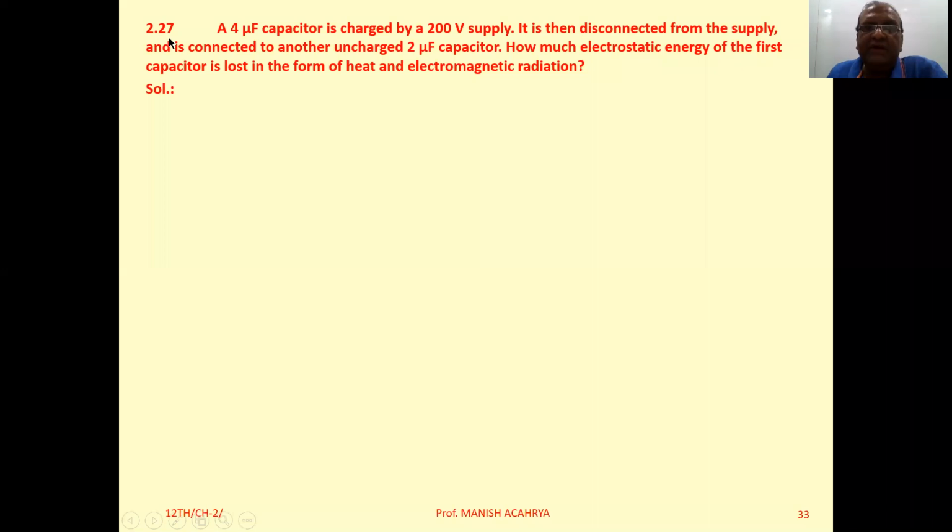Example 2.27. A 4 microfarad capacitor is charged by a 200 volt supply. It is then disconnected from the supply and is connected to another uncharged 2 microfarad capacitor. How much electrostatic energy of the first capacitor is lost in the form of heat and electromagnetic radiation? This type of problem we already discussed.